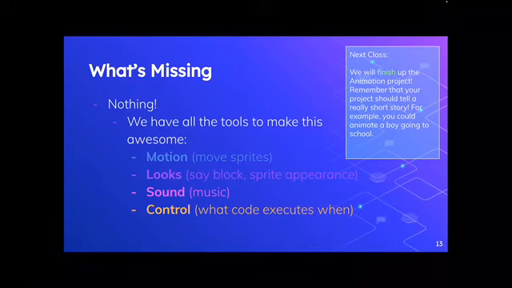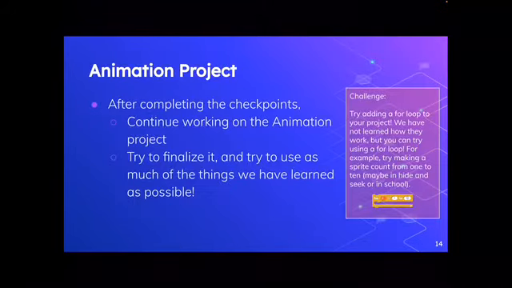Next class, what we'll be doing is finishing up the animation project. So you have the rest of this time to work on the animation project, and you can work on it next class. Remember that it should tell a short story, and it doesn't have to be too complicated. After completing the other checkpoints, you can continue working on the animation project, just making it better, and try to finalize it. Use as much of the things that we've learned to make whatever you think you want to make as close to it as possible.